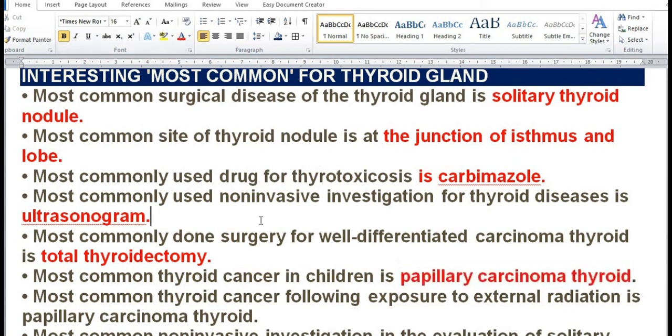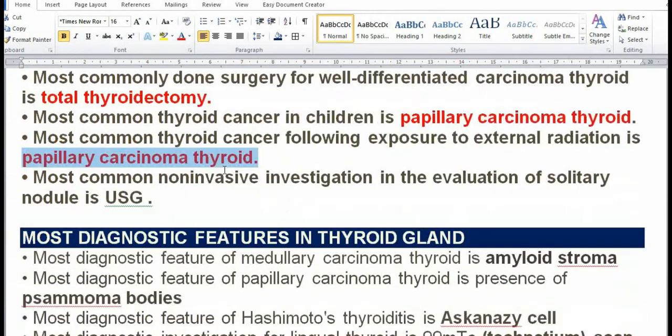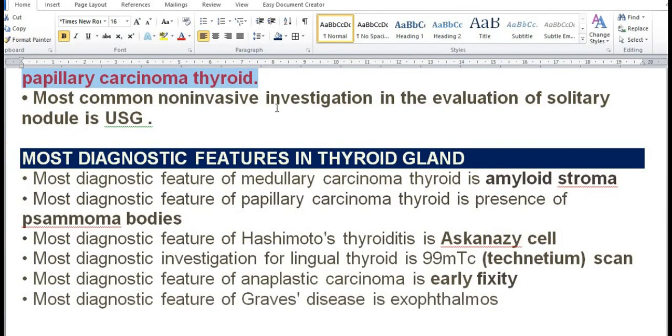Most common thyroid cancer in children is papillary carcinoma of the thyroid. Most common thyroid cancer following exposure to external radiation is the papillary carcinoma of the thyroid. Most common non-invasive investigation in the evaluation of solitary nodule is ultrasonography. Most diagnostic feature of medullary carcinoma thyroid is amyloid stroma. Most diagnostic feature of papillary carcinoma thyroid is presence of psammoma bodies.